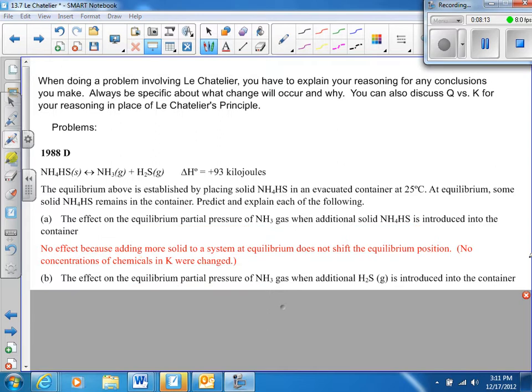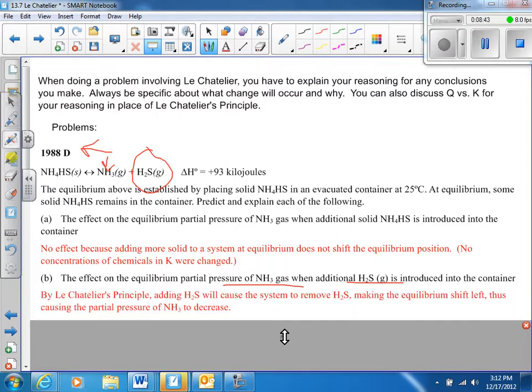Another question, same reaction. These are all the same reaction. So what's the effect on the equilibrium partial pressure of ammonia gas when you add H2S gas? Okay, so go ahead, pause if you want to. I'm going to talk us through this. So we're adding some H2S. The system wants to get rid of the H2S, so it's going to shift left. When it shifts left, it's going to make the ammonia go down. There you go. By Le Chatelier, adding H2S causes the system to remove H2S, making the equilibrium shift left, causing the partial pressure of NH3 to decrease.